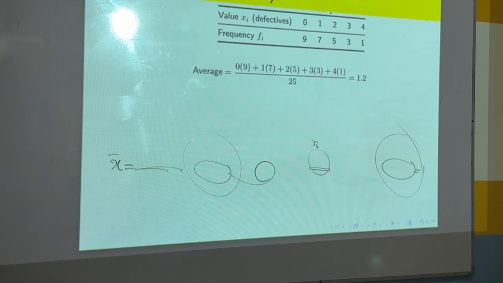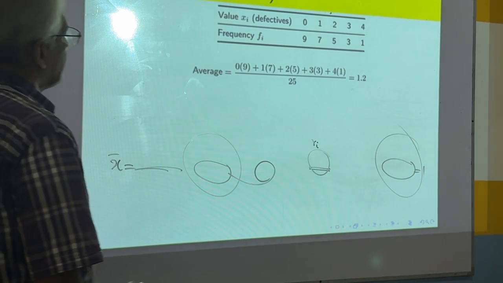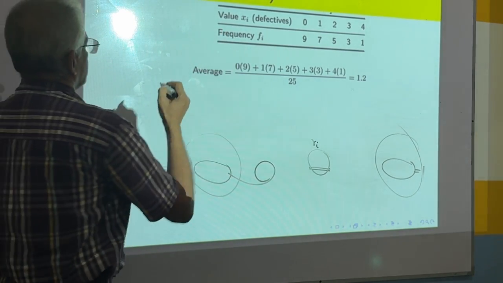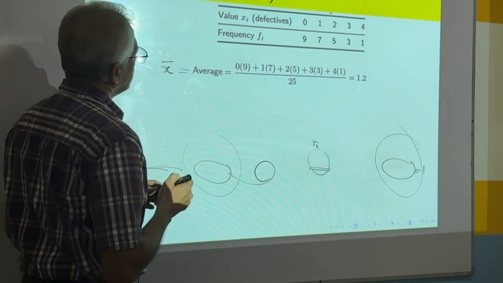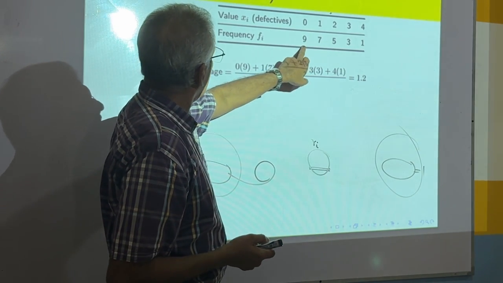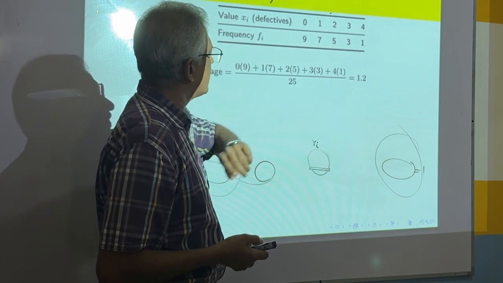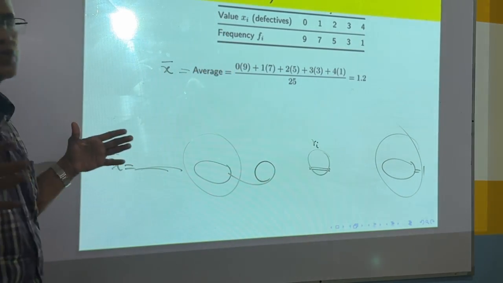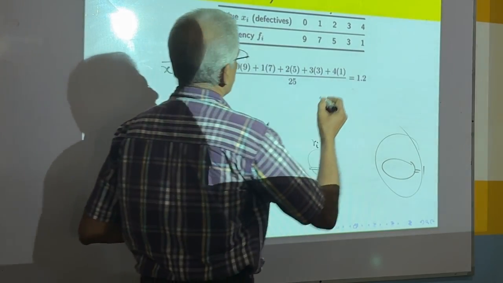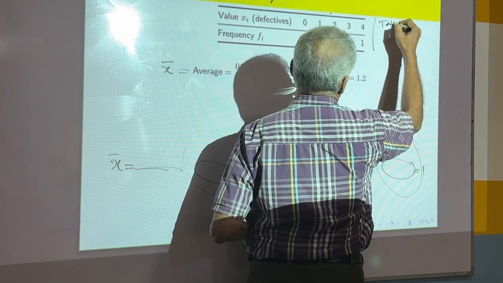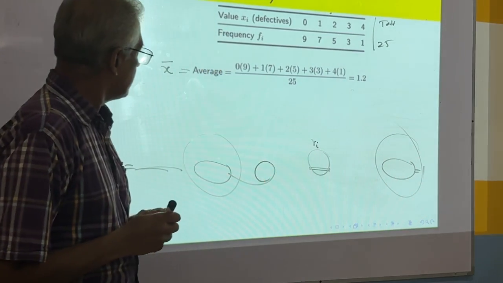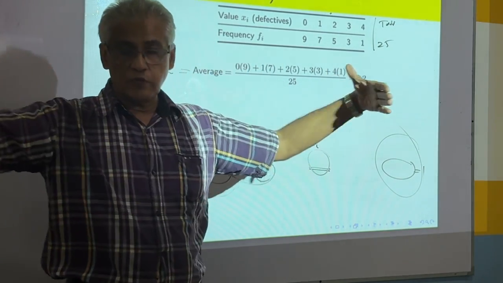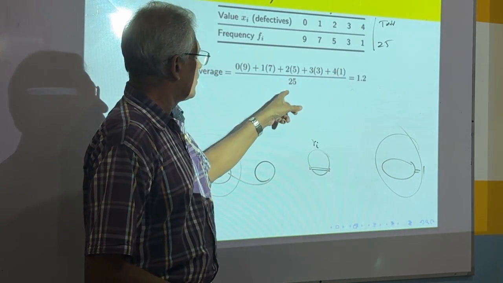So here is a very simple example. Here the frequencies are given. I have directly used the frequencies to calculate the average. So this is your X bar. There are 9 zeros in the data set, 7 ones, 5 twos and so on. So we have to just add all those values and then divide by the total number. Here the sample size is 25. So 0 times 9 plus 1 times 7 and 2 times 5 will give you the sum of all the values, and then divide by the number of values.